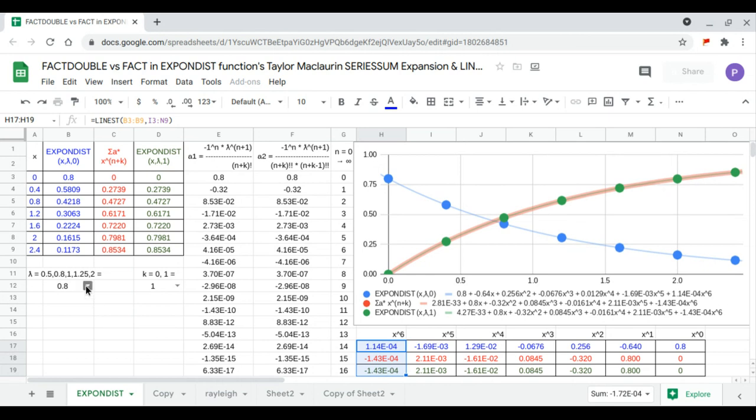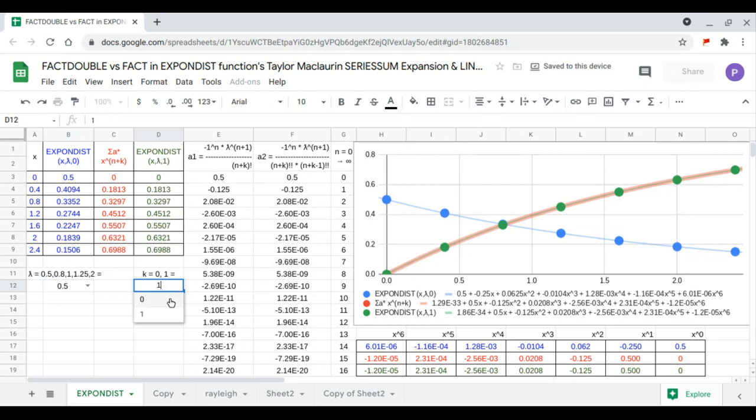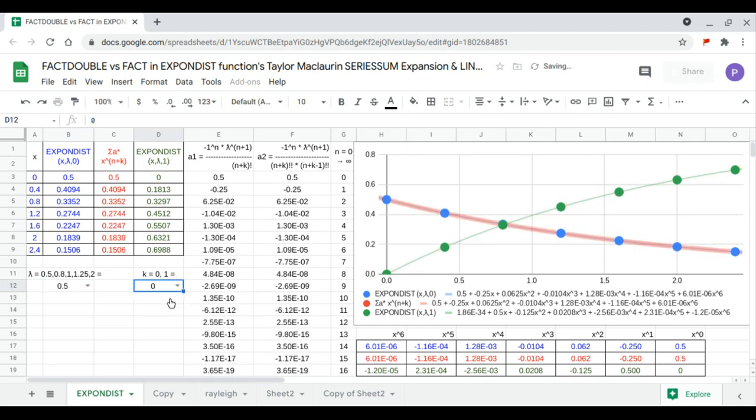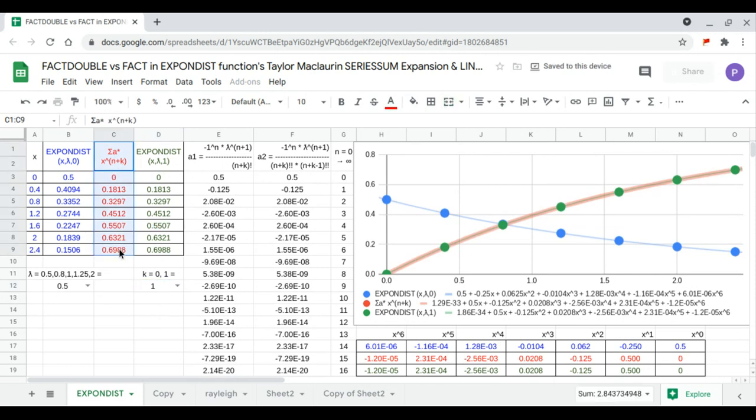So we can start with point 0.5. At 0, the blue and the red are linear. So the expansion approximates the probability density function. If you toggle it to 1, k equals 1, then the expansion approximates the cumulative distribution function. And their polynomial regression coefficients are the same.